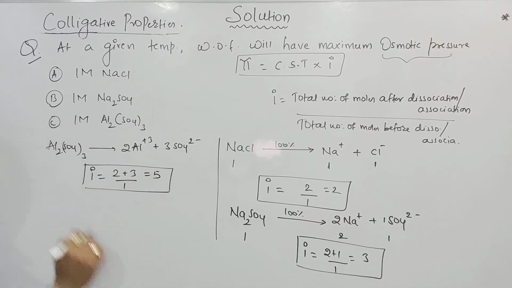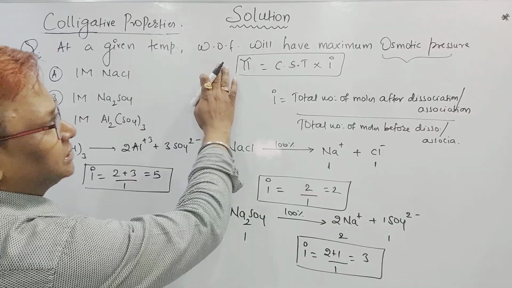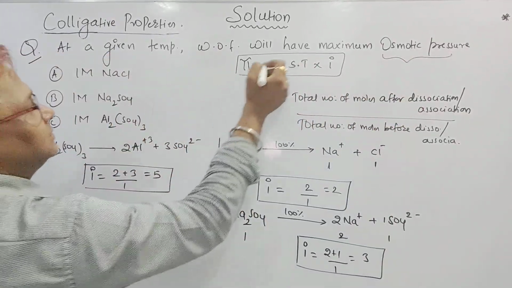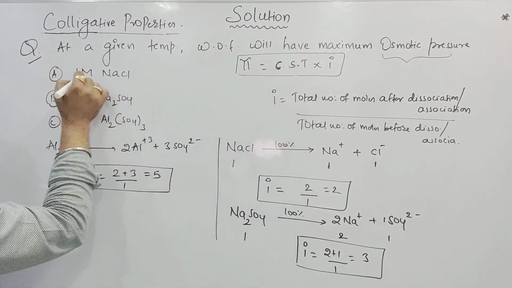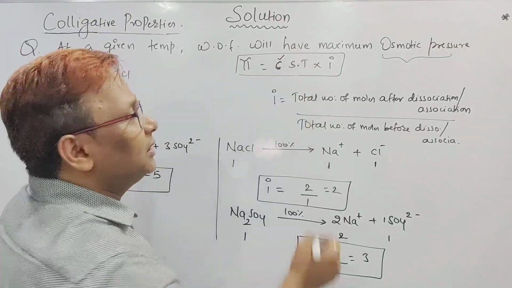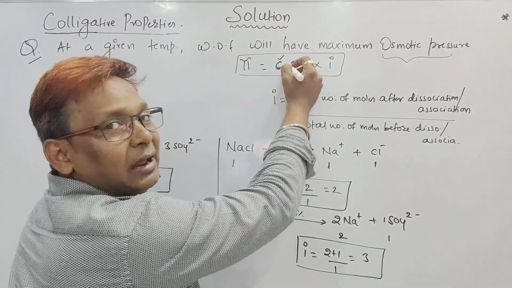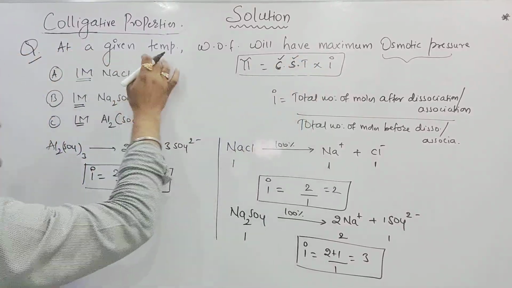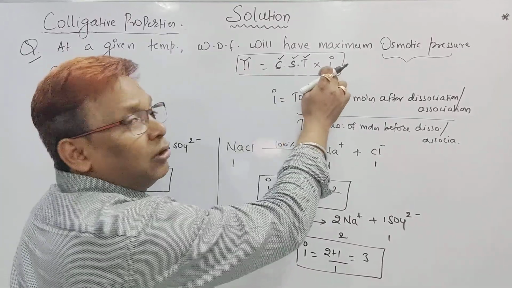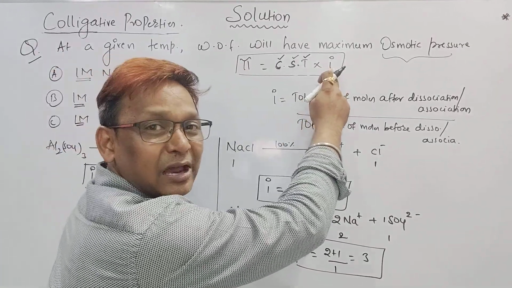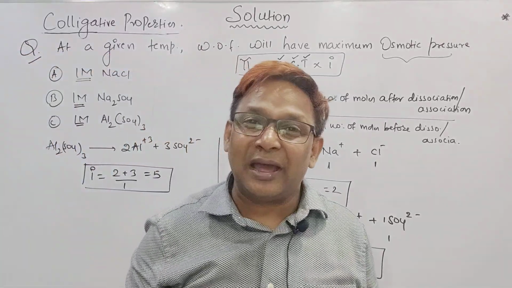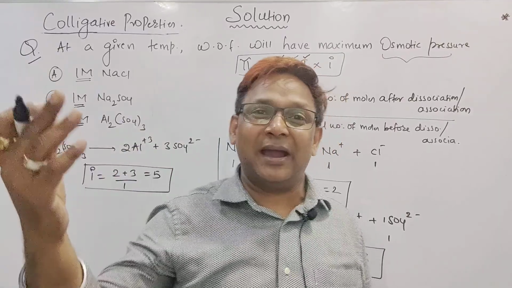Good, sir. Now, at a given temperature, which of the following will have maximum osmotic pressure? See, beta, C is the concentration, that is 1 molar, 1 molar, 1 molar. Concentration is the same. S is called the solution constant, that value is also the same. Given temperature means temperature is also the same. Your osmotic pressure pi depends on what, beta? i. Greater the value of i, greater the value of pi. How nice, na? Greater the value of i, greater the value of pi.